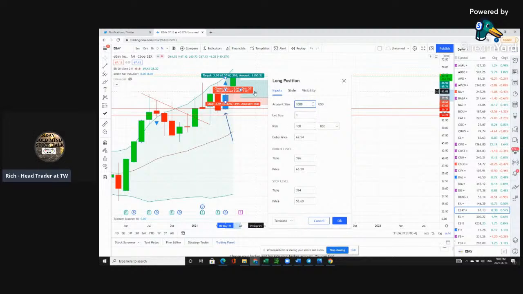And if you consistently risk more than you're supposed to, and then you have a losing streak, you will blow up your account.